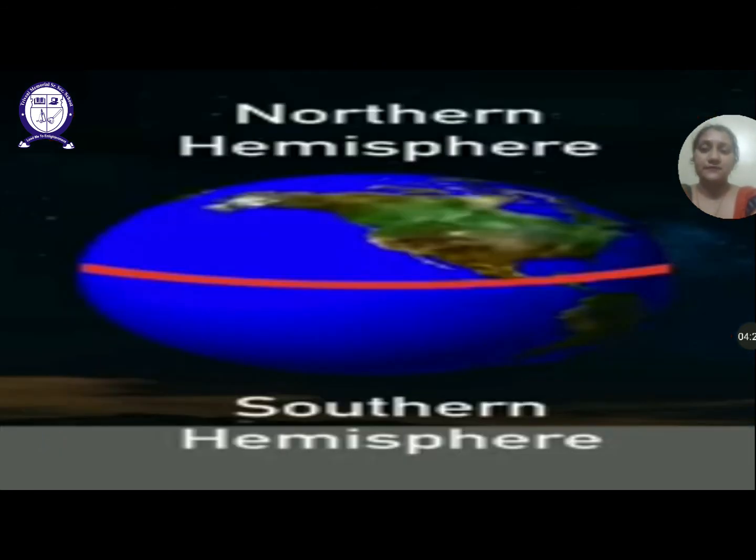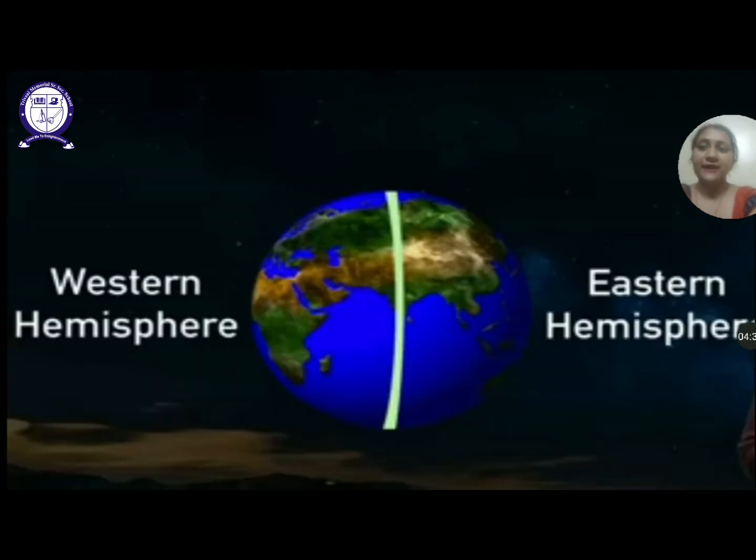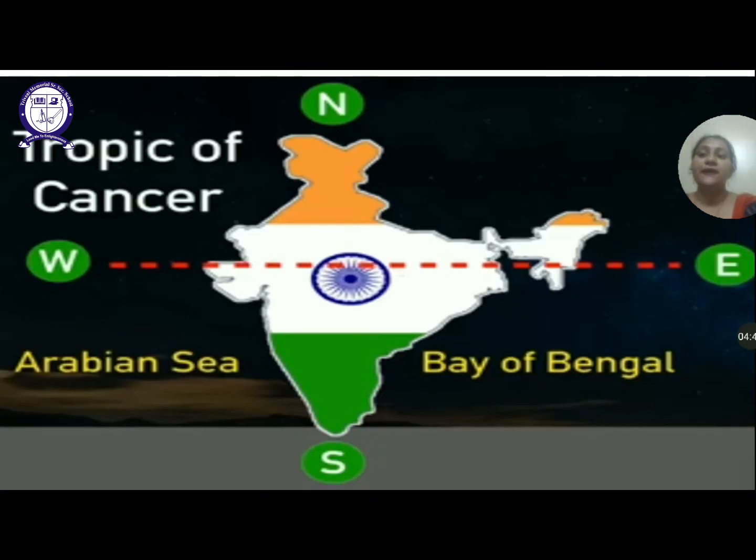So earth is equally divided by the imaginary line, the equator, into northern hemisphere and southern hemisphere, and into western hemisphere and eastern hemisphere by the prime meridian. India has one imaginary line, the Tropic of Cancer, which is 23 degree 30 minute north, because India completely comes in the northern hemisphere.